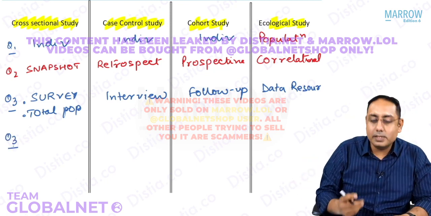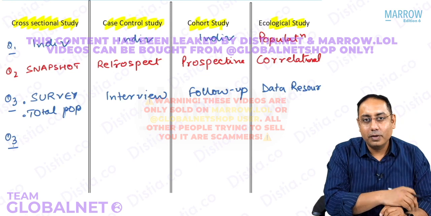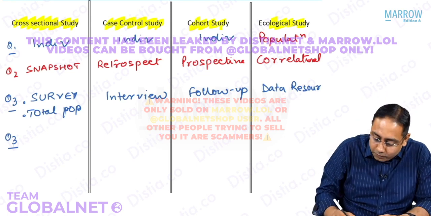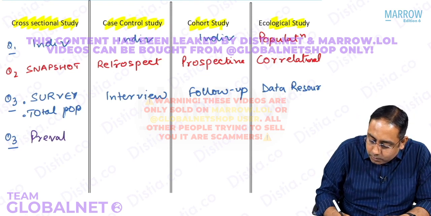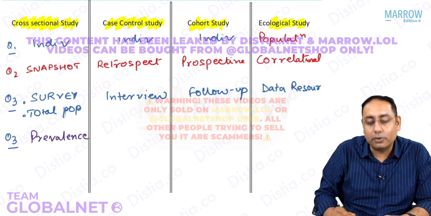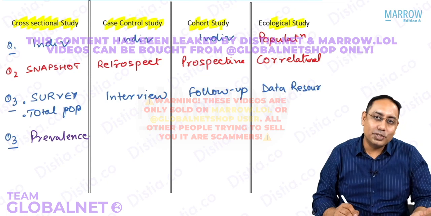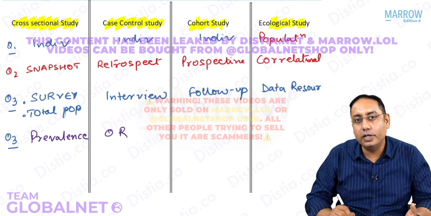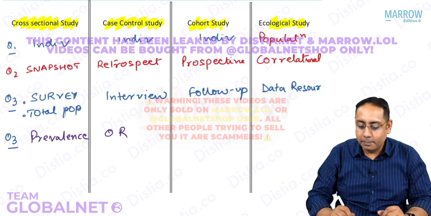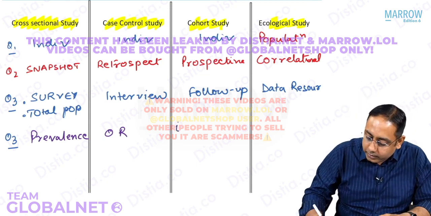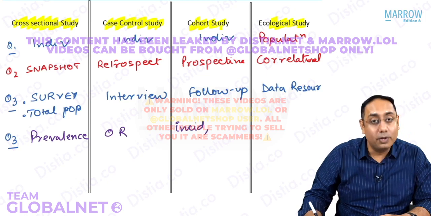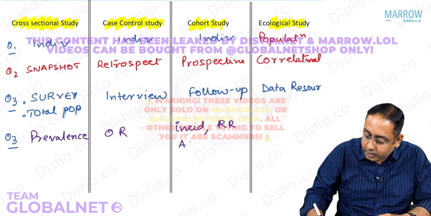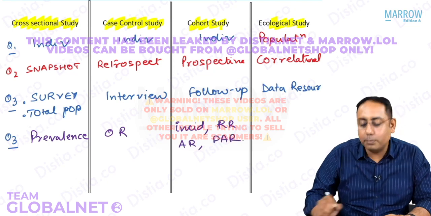Question number 3, what is the outcome of a cross-section study? Cross-section studies will give you the prevalence. No study gives you prevalence except a cross-section study. In case control study, beta, what are we going to get? We are going to get the odds ratio. You remember odds ratio equal to 1, more than 1 or less than 1. In cohort studies, we are going to find the incidence. We will also find out the relative risk or the risk ratios. We will also find out the attributable risk or the population attributable risk.